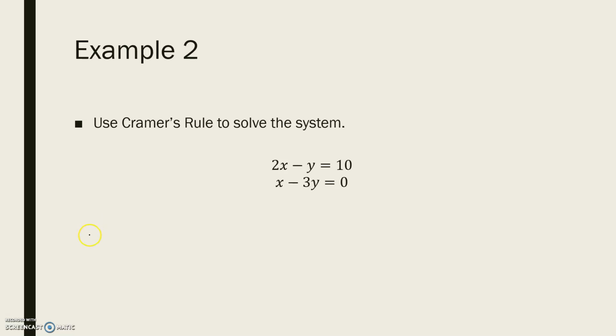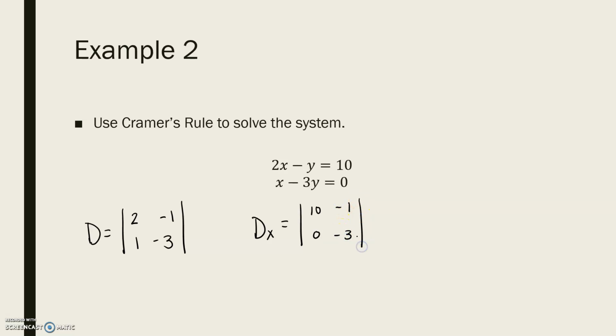Okay, so I'm going to set up my determinants, and I'm going to have first 2, negative 1, 1, negative 3. For dx, I'm going to replace the x column with 10 and 0, and then keep my y column. And then for dy, I'm going to keep the x column and replace the y column with 10, 0. So when you take the determinant of each of these three, what do you get?